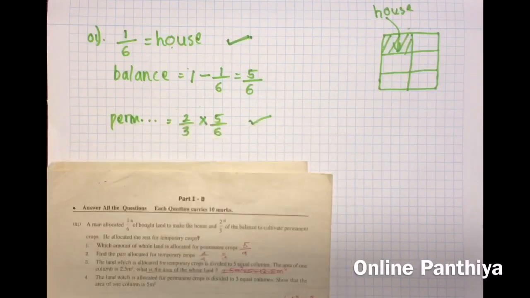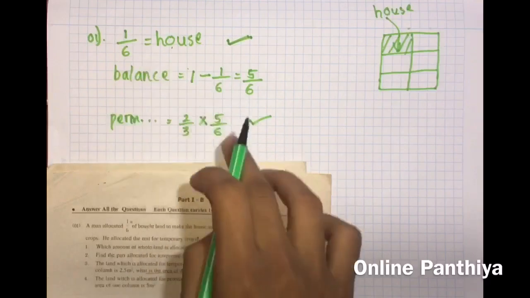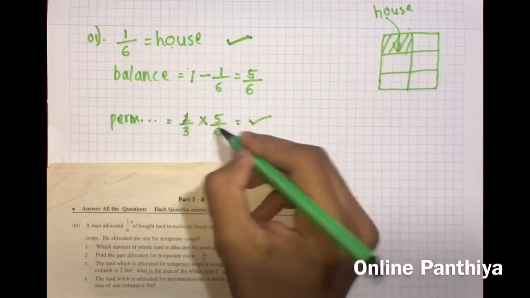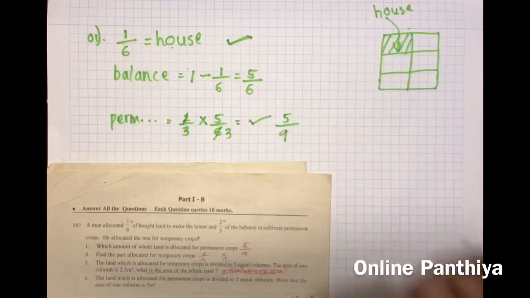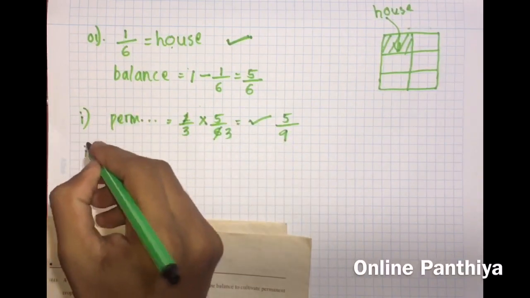So permanent crops, how do we find? 2/3 of the balance. You know the balance, that is 5/6. So 2/3 of the balance will give you how much? 5/9. This is the part that is for permanent crops, so I call it Roman number 1. So let us move on to Roman number 2.